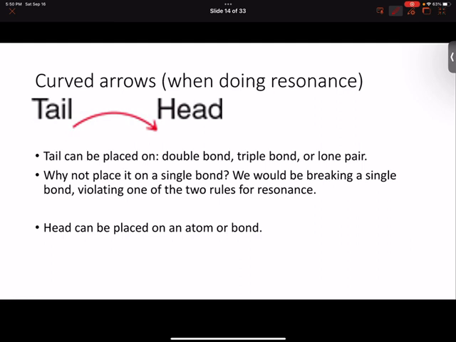So let's say curved arrows. For now, we're just doing resonance, so these rules are just for resonance. A tail can be placed on a double bond, triple bond, or lone pair. And why not place it on a single bond? Because if we place our tail on a single bond, we will be breaking a single bond, which violates one of the 2 rules for resonance, which is to not break single bonds. And then the head can be placed on an atom or on a bond.